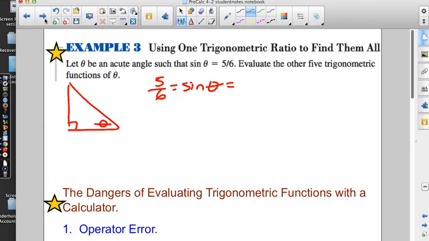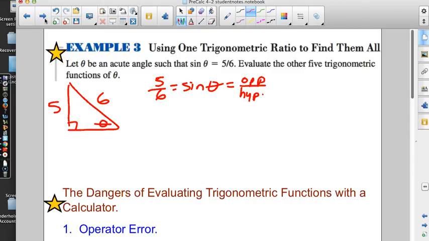But if I want to know where to place those, I have to know the definition of sine. What's the definition of sine? Opposite over hypotenuse. Opp over hyp. Well, here's my angle. That means as far away as I can get from my angle has to be a 5, because that's opposite. And the hypotenuse, which is opposite the right angle, has to be a 6.